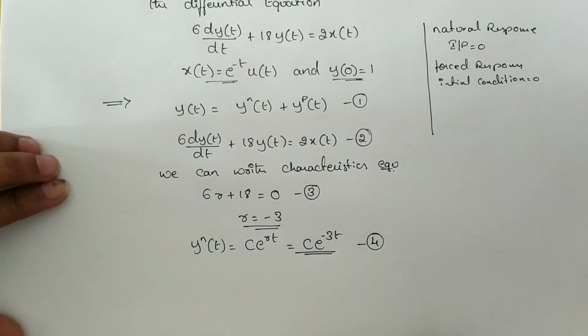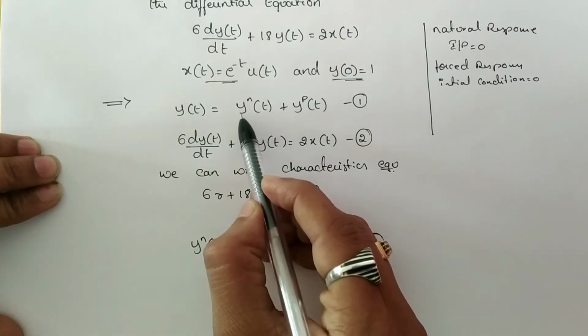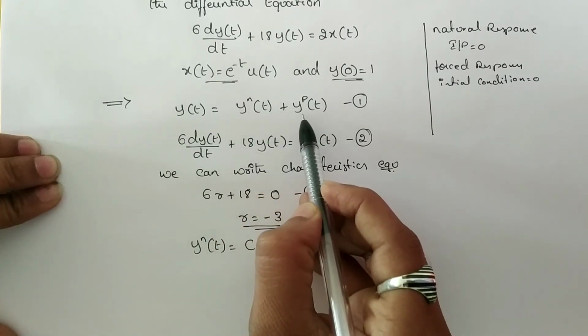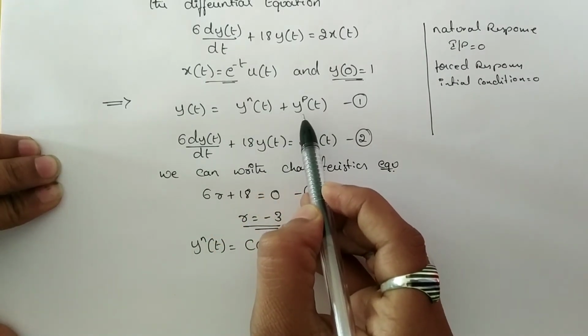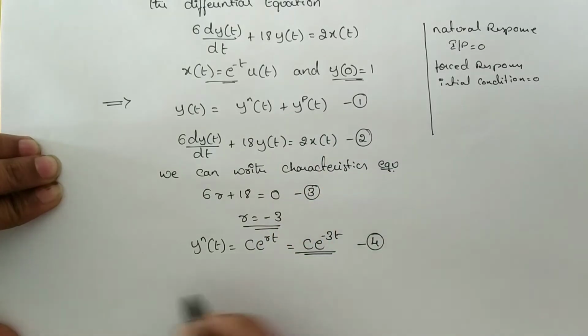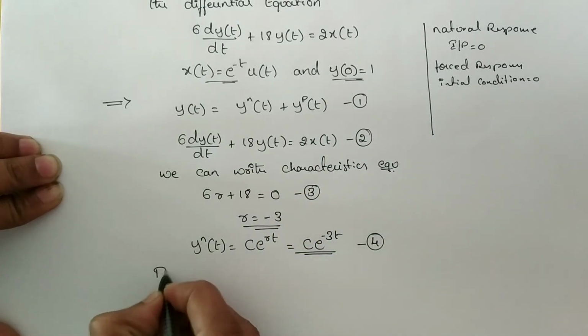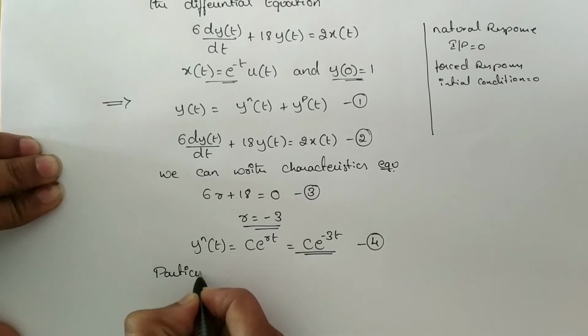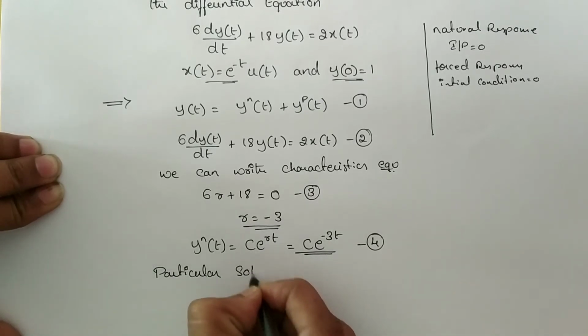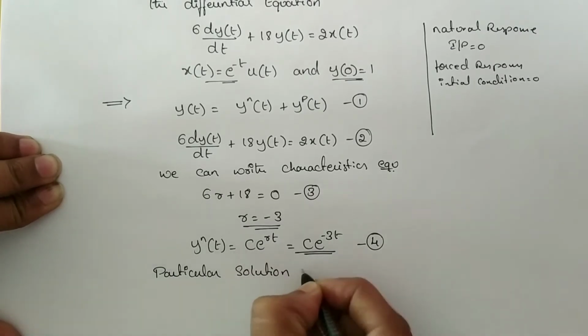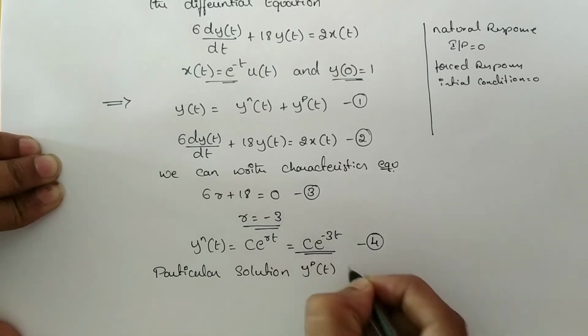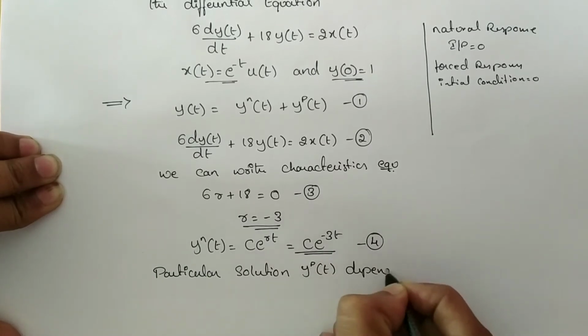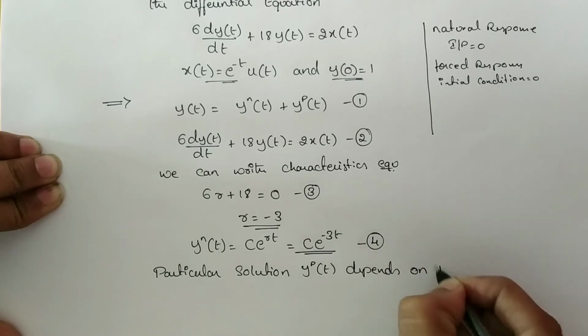In equation 1 we got the natural response yn(t), and we are left with the particular solution yp(t), which depends on the input.